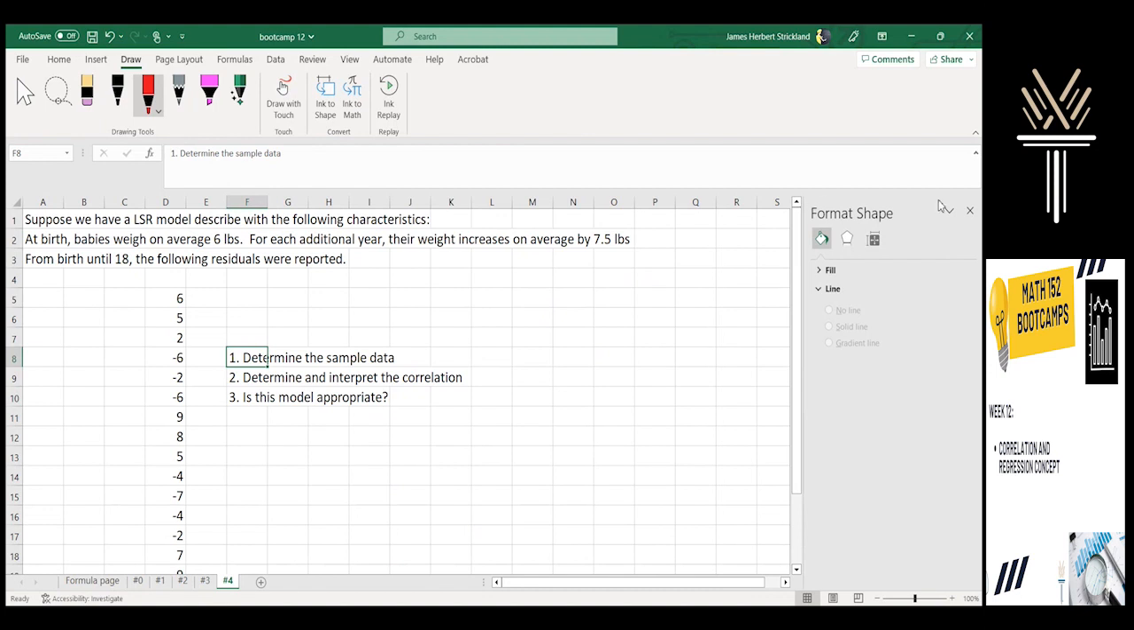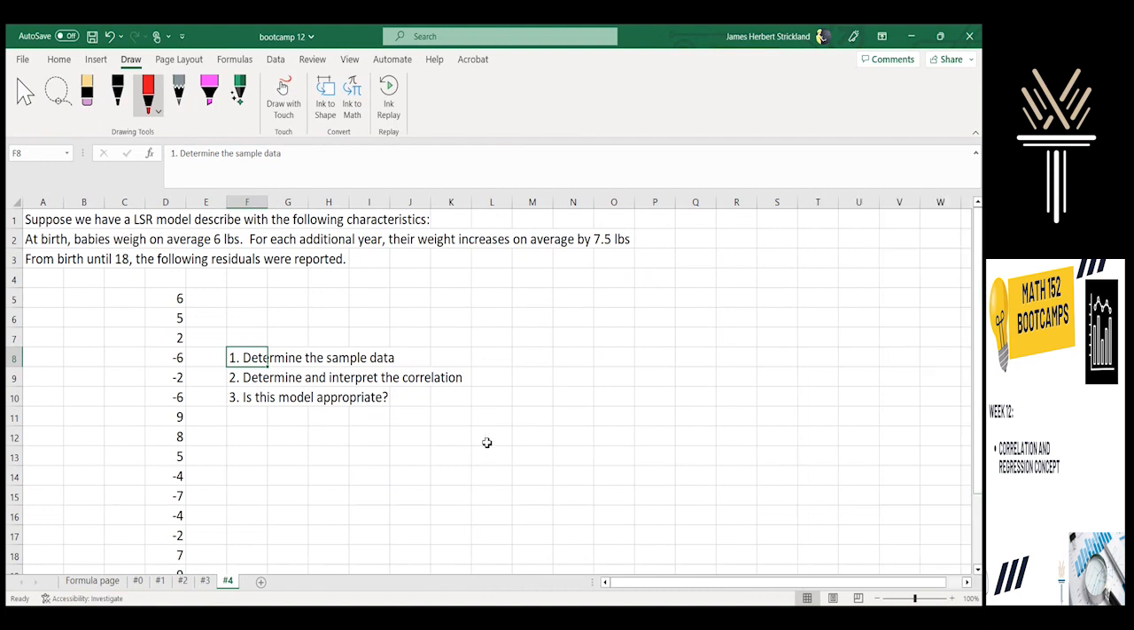All right, my friends, last question of the day. There will be more residual and correlation practice next week. Let's go. So on this one, again, we're doing a least squares regression. That's the only one kind of regression we're going to do, is a straight line regression. And we're given a description, and we're trying to figure out what the original data was. We want to find the original data, interpret the correlation that we get, and then decide if the model was appropriate in the first place.